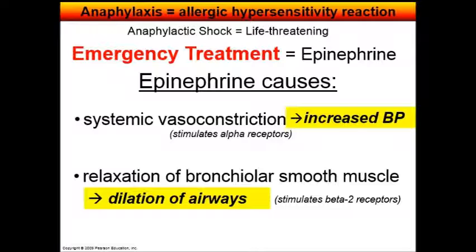Epinephrine also causes relaxation of the bronchiolar smooth muscle, so dilation there. So I hope that you've got this picture in mind also. Here are the bronchiolar airways. Here's the smooth muscle, and on those are the beta-2 receptors.